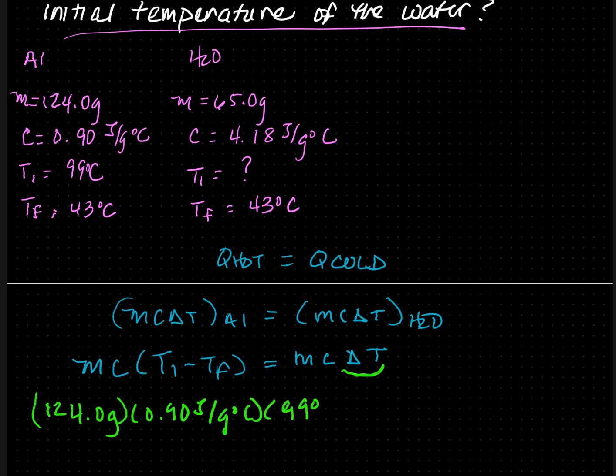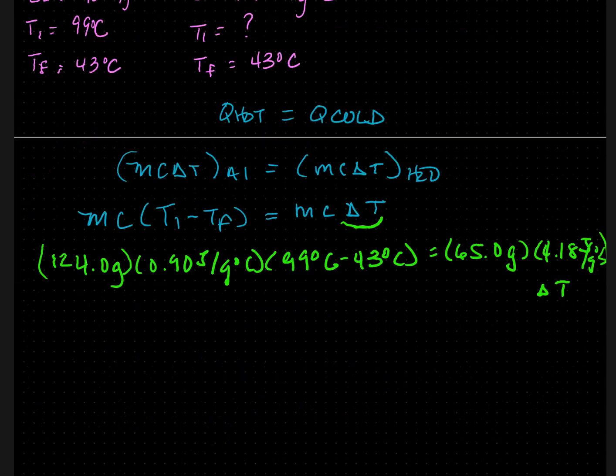T initial is 99 degrees Celsius minus 43 degrees Celsius. This is equal to the mass of my water, which is 65.0 grams, times 4.184 joules per gram degrees Celsius, times delta T. So you're going to do the parentheses work first, and then multiply by 0.9 times 124, and on the right side you're going to multiply 65 times 4.18 and divide both sides by that. And when you do that, delta T is equal to 23 degrees Celsius.